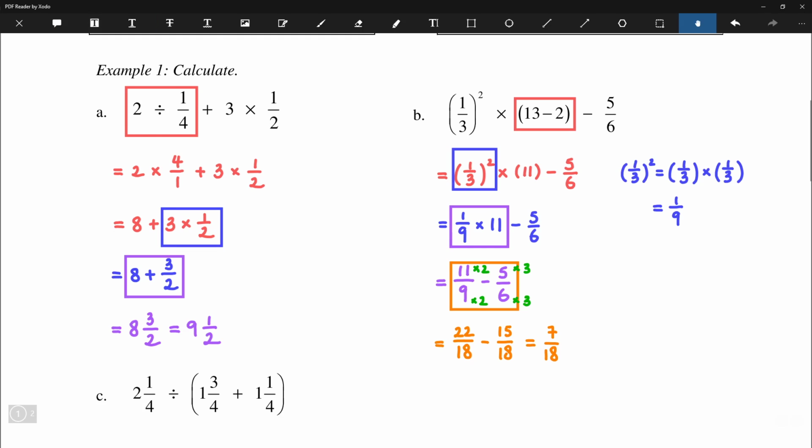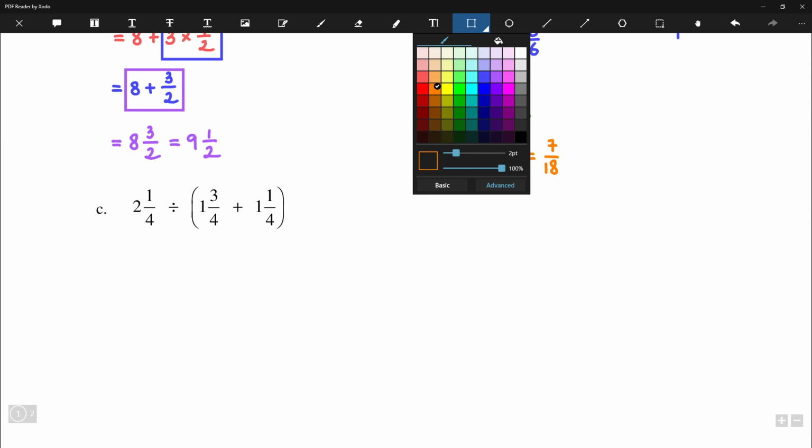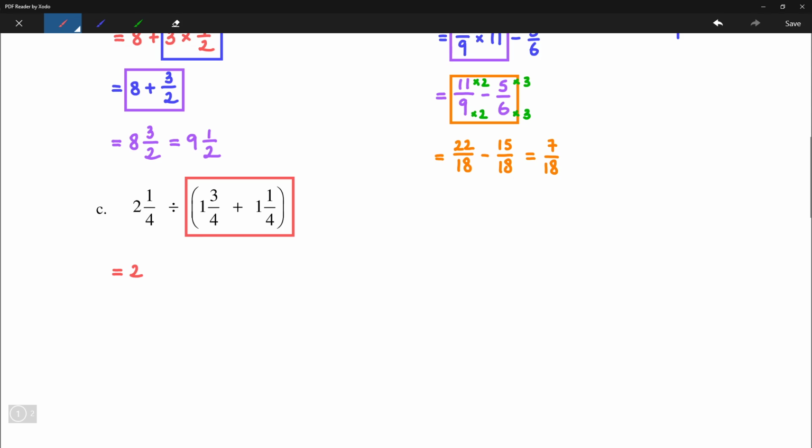Okay, so let's look at example 1c. Again, we do have parentheses, so the first step is to add these two mixed numbers. Okay, so fortunately in this case, the two fractions have the same denominator, and if we add them together, it will actually simplify to just be 3. So that's the first step. And the second step is to divide these two.